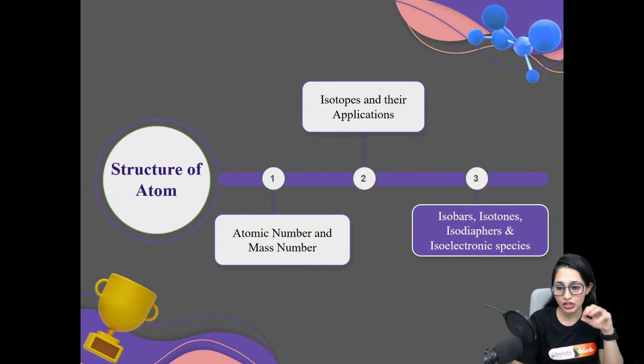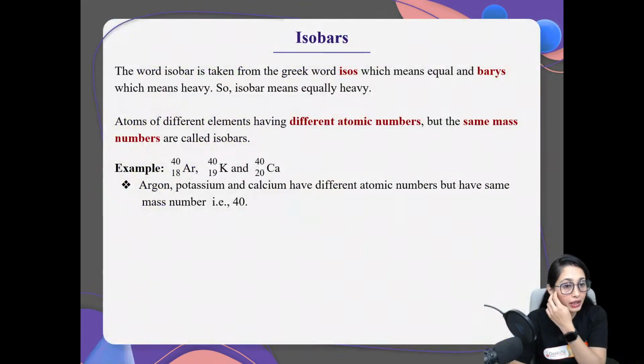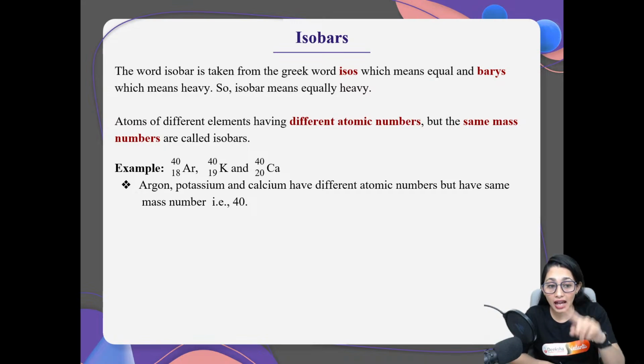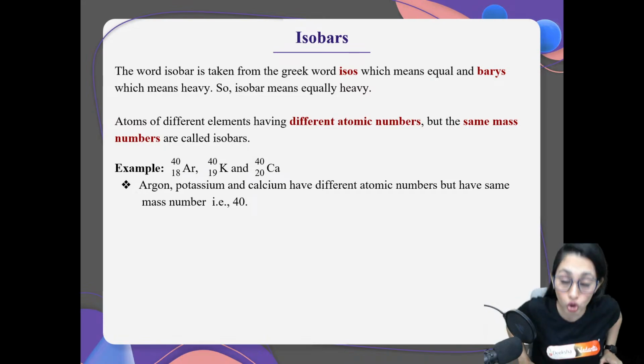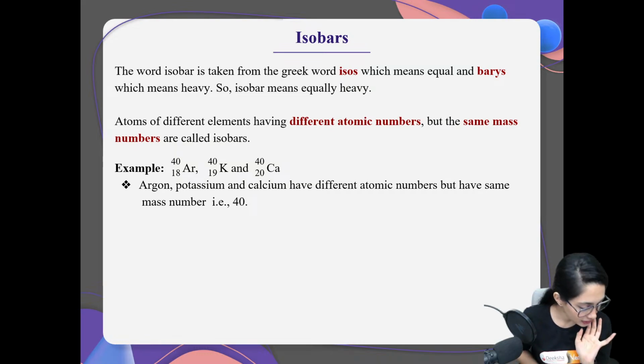Okay, and isoelectronic species. For high schoolers, even in your competitive exams, isobars and isotopes will be asked. Isodiaphers and isoelectronic species, they wouldn't ask you. Isobar is taken from the Greek word isos, which means equal, and baris means heavy. These are the atoms of different elements. Isotopes are the atoms of the same element.